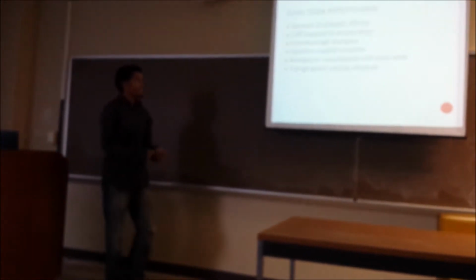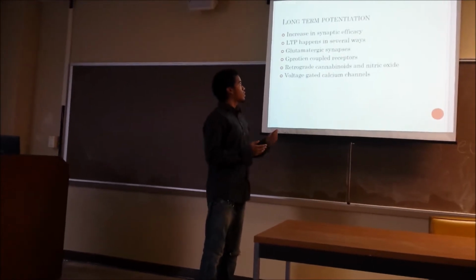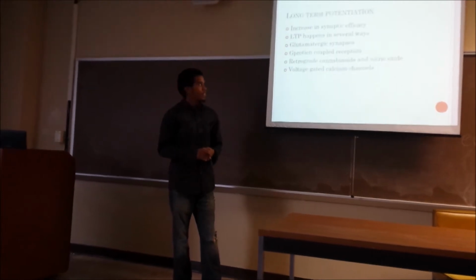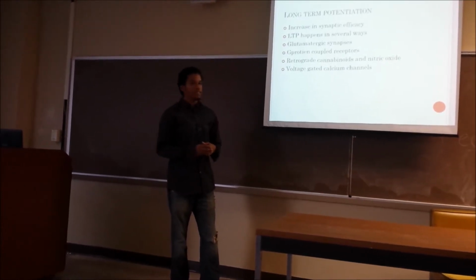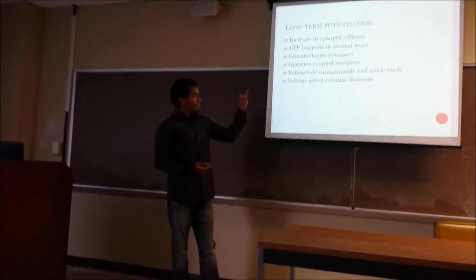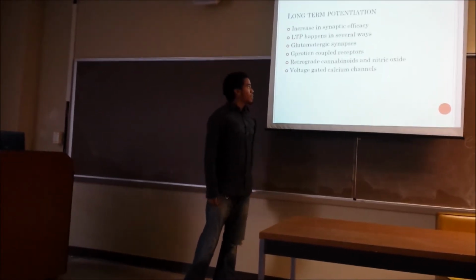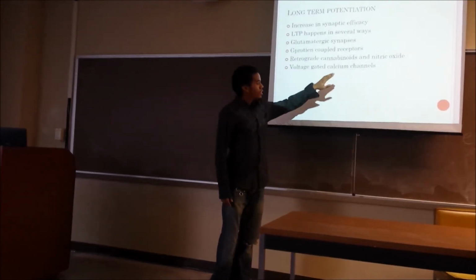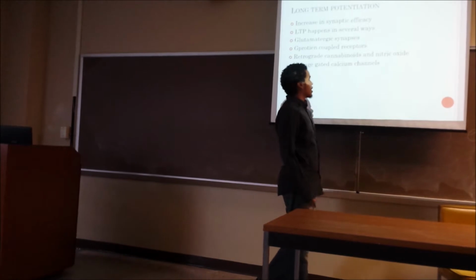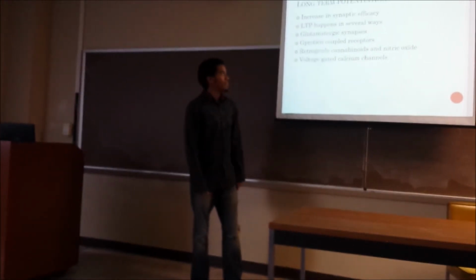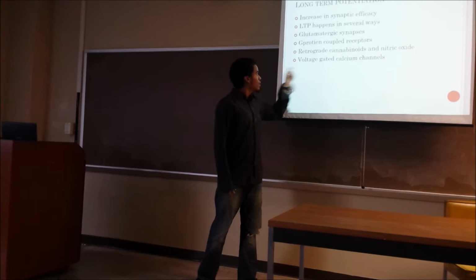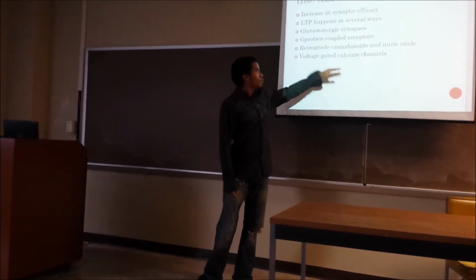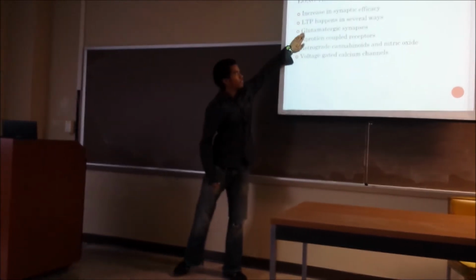Alright, so in long-term potentiation, the increase of synaptic efficacy, it can happen in a number of ways. It can happen at glutamatergic synapses, which I'm going to discuss today. That's the primary way it happens, because glutamate, of course, is the most abundant neurotransmitter in the brain. G protein coupled receptors can activate secondary messengers that increase synaptic efficacy. You can have retrograde neurotransmitters like cannabinoids and nitric oxide that can increase synaptic efficacy, but this is a presynaptic efficacy. And also you can affect efficacy by affecting the voltage-gated calcium channels, but of course I'm talking about this one.